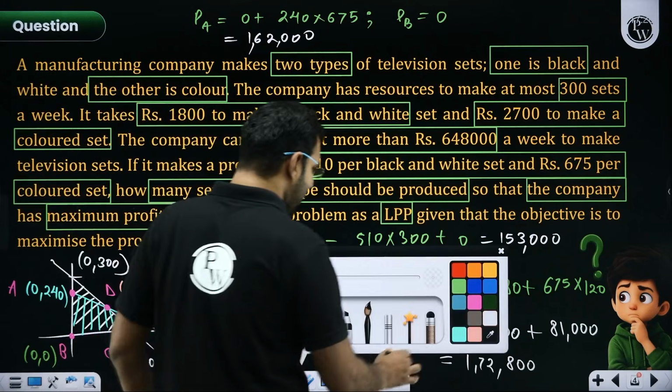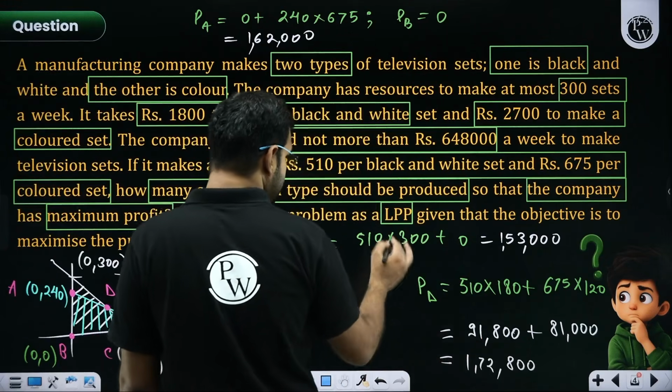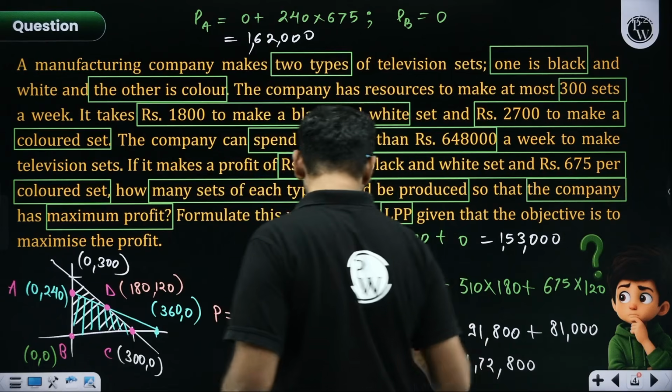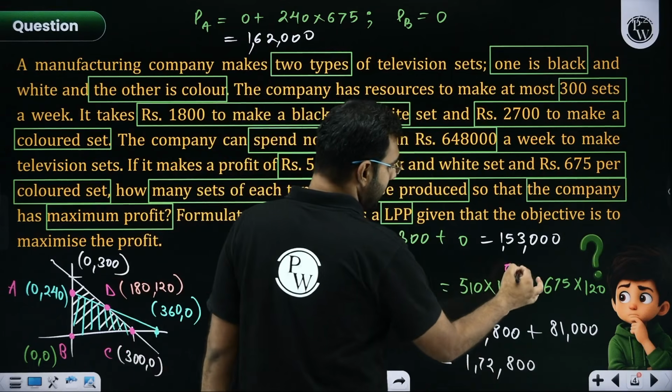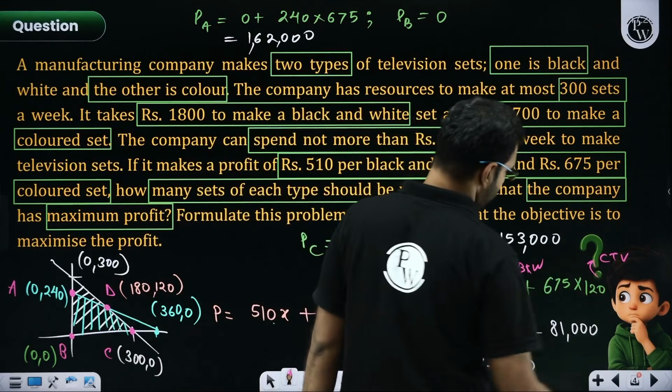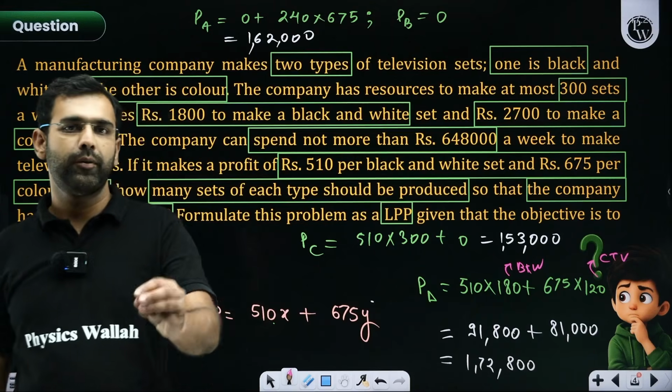So what you'll advise as a financial advisor to this company: produce at least 300 black and white TVs. I'm really sorry, I made a mistake. Produce 180 black and white TVs and 120 colored TVs. So if you are doing this, you are at your optimal best.